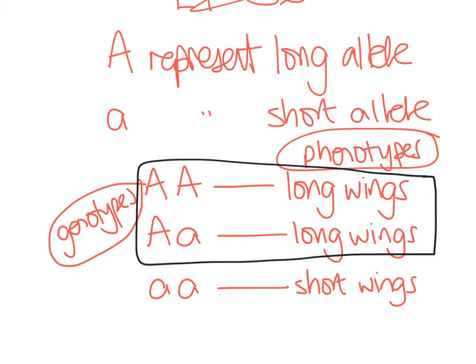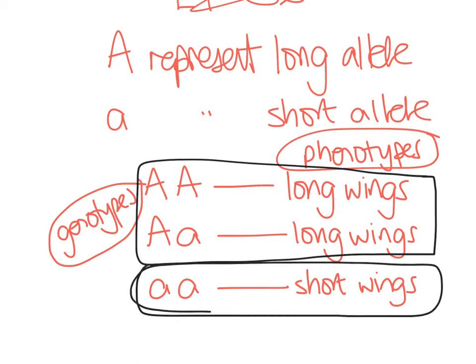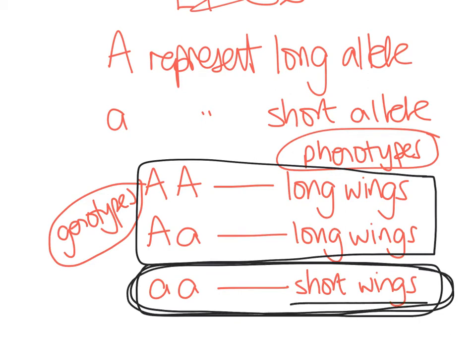Now, there's no way of knowing what its genotype is just by looking at it. But there is a way that we can sort of work it out. This one here is the only one that we can look at and be sure what its genotype is. If you have a short wing fly, you know that it has to be little a, little a.